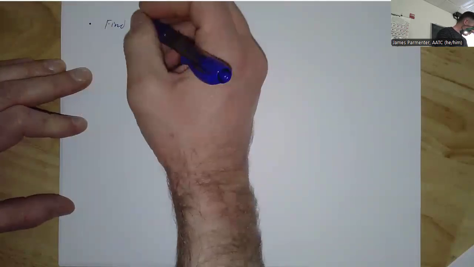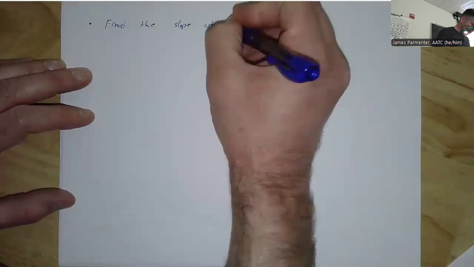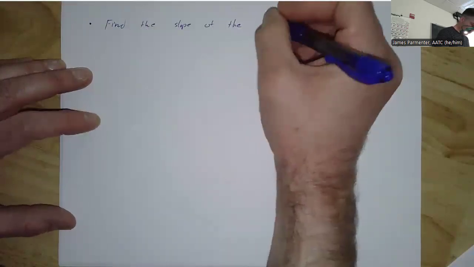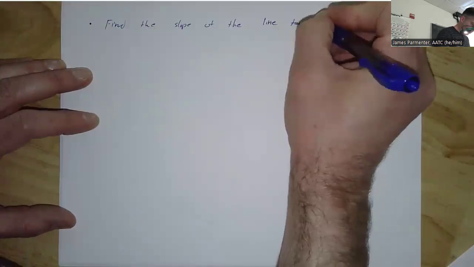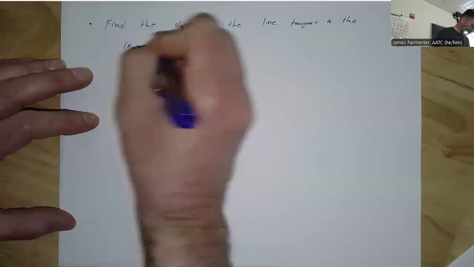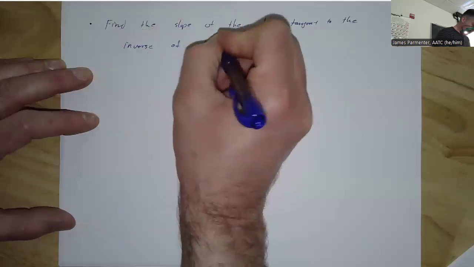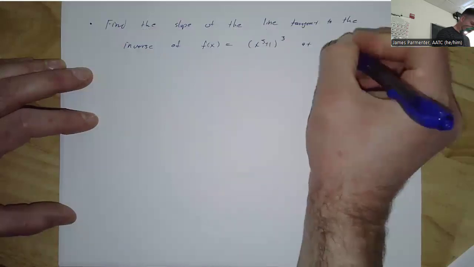Find, oh, I like this question too. The slope of the line tangent to the inverse of f of x equal to x to the fifth plus 1 cubed at the point 8 comma 1.